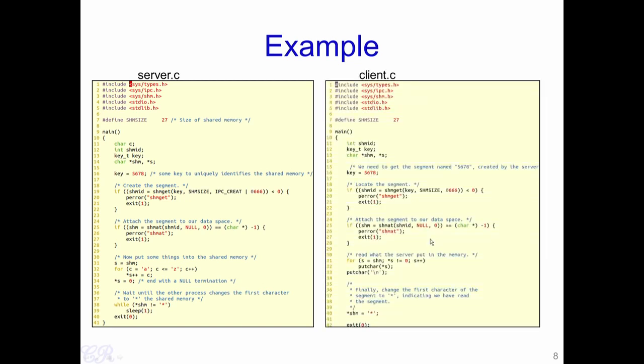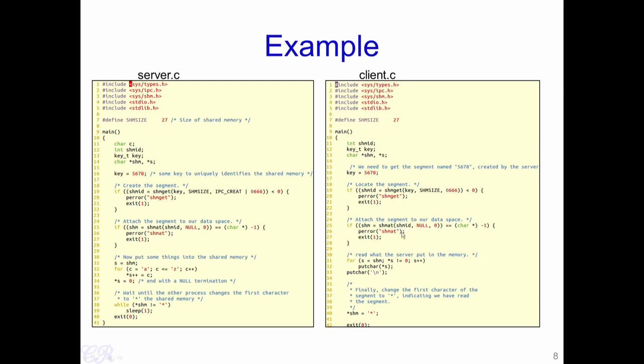Now, let us look at the client side of this code. We invoke this shmget and give it the key, that is the same key 5678. The shared memory size is as before 27, and we are providing the permissions. Note that we do not require to give create over here, because the shared memory region is already created.